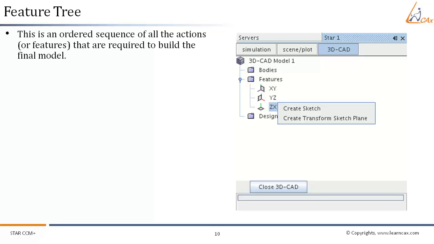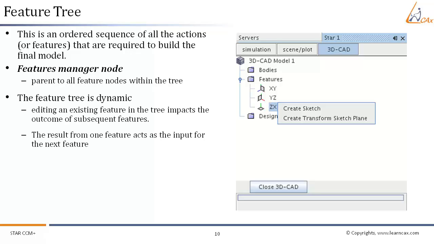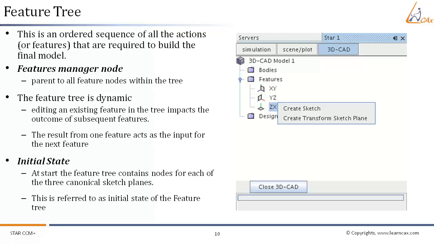The next concept to understand is the feature tree. A feature tree is an ordered sequence of all the actions or features that are required to build the final model. Feature Manager node is a parent to all feature nodes within the tree. The feature tree is dynamic in nature. This means editing an existing feature in the tree impacts the outcome of subsequent features. Also, the result from one feature acts as an input for the next feature.